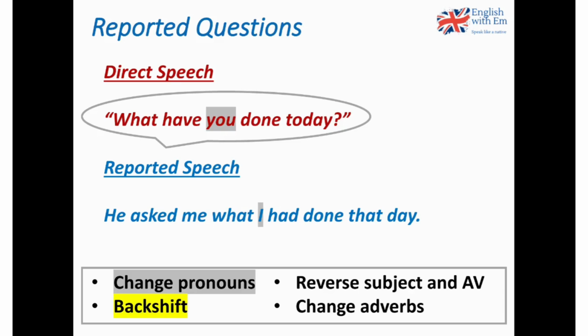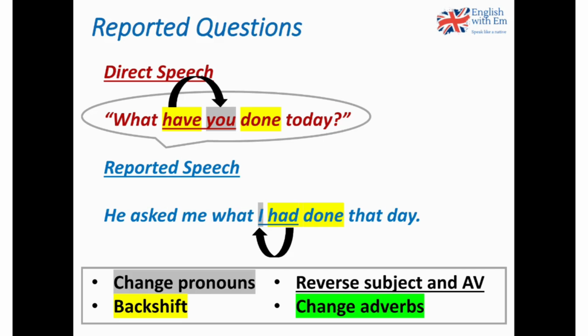We backshift, have done, present perfect, backshifts to past perfect. And then we need to reverse the subject and the auxiliary verb. Have you becomes I had. And we're going to change the adverbs. So today becomes that day.